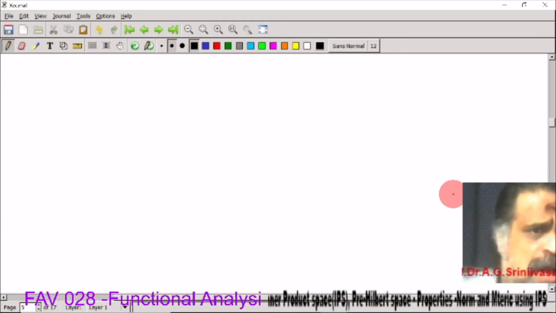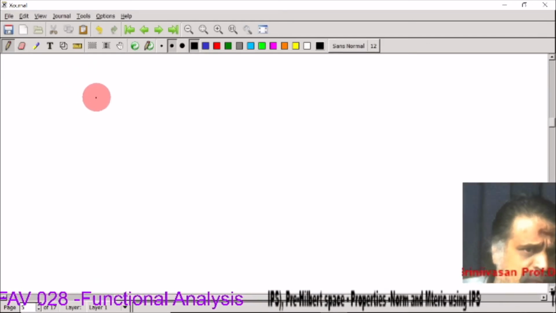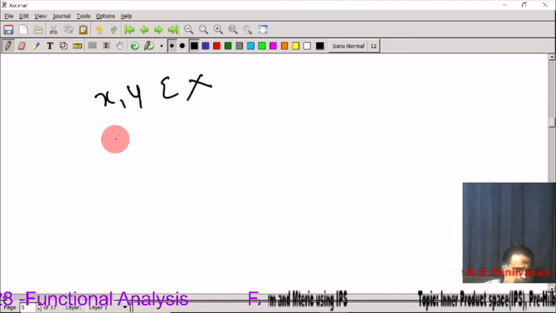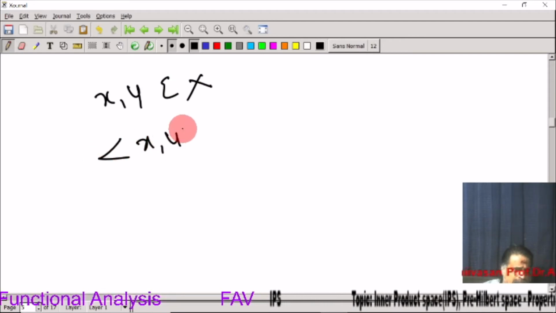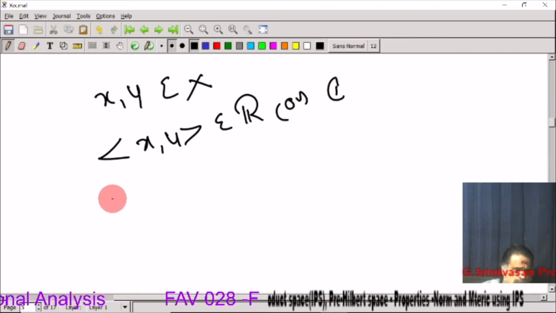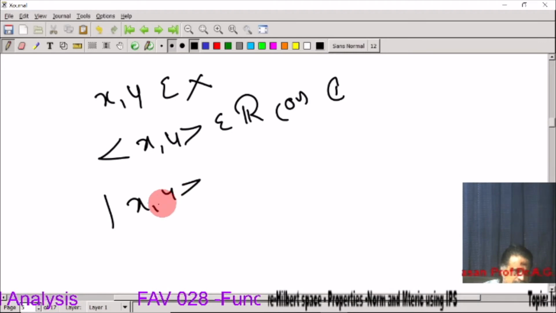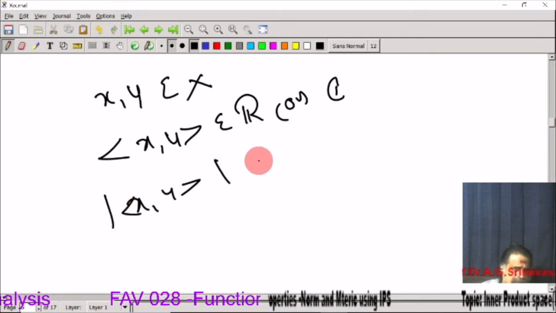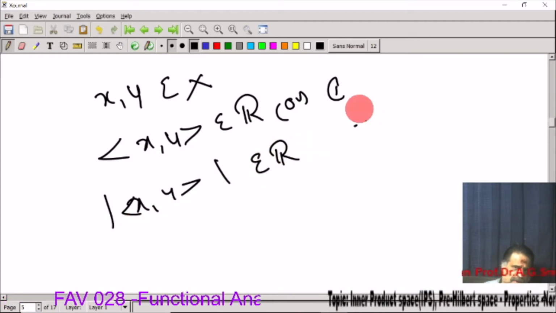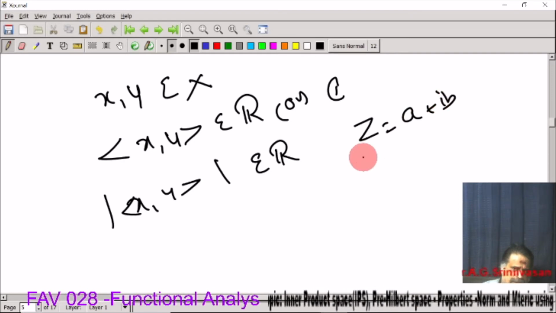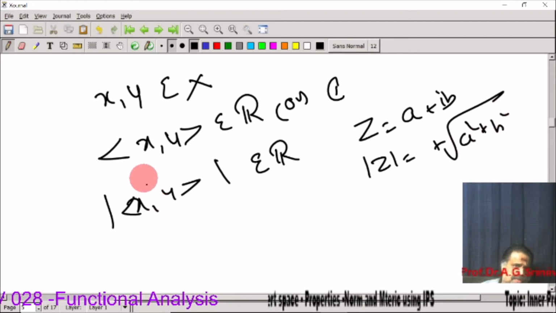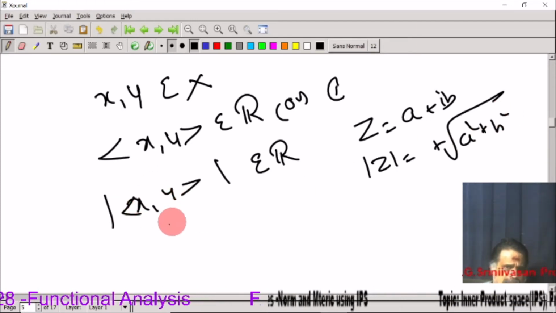Now, the first observation is as follows. First of all, when x and y belong to X, you know that this inner product xy is either a real number or a complex number. So when you take modulus of xy, the first point is that this is a real number always, because modulus of a complex number is also a real number. So if z is a plus ib as a complex number, modulus z is the positive square root of a square plus b square. So this modulus of the inner product xy is always a real number.